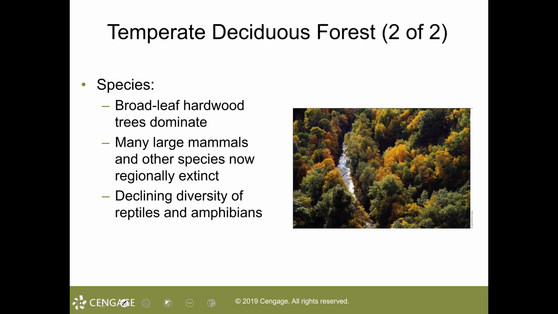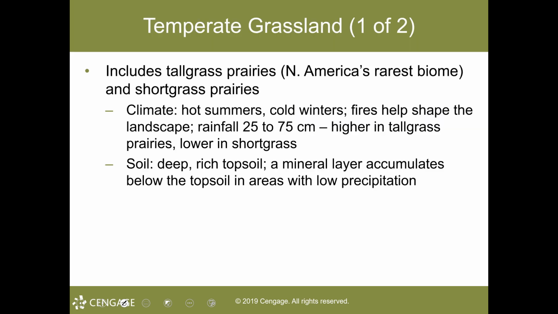Next up, class, are the temperate grasslands. They occur in areas with moderate precipitation. Here, summers are hot, winters are cold, and fires help shape the landscape. Rainfall is often uncertain here in the temperate grassland. Annual precipitation, class, is about 10 to 30 inches.